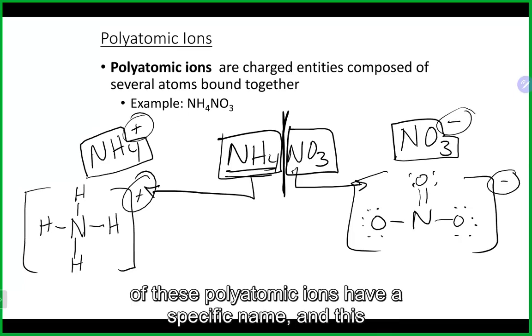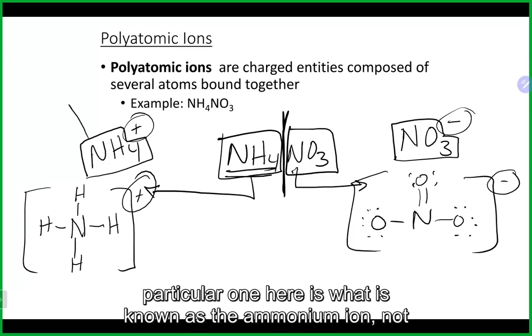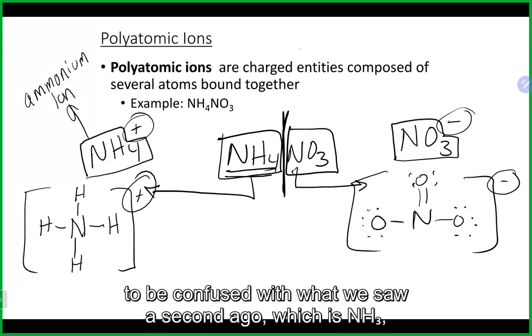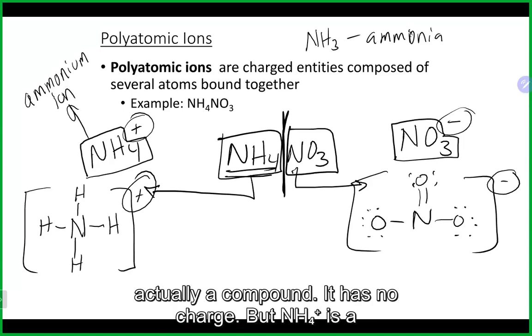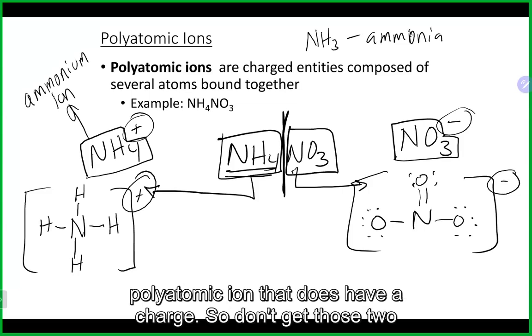Each of these polyatomic ions have a specific name. And this particular one here is what is known as the ammonium ion. Not to be confused with what we saw a second ago, which is NH3, which is ammonia. So ammonia is not a polyatomic ion. It is actually a compound. It has no charge, but NH4 plus is a polyatomic ion that does have a charge. So don't get those two confused.